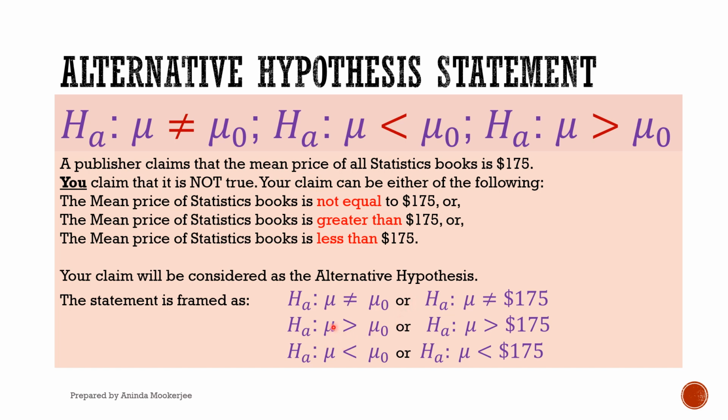So the way you write it out here is H sub A colon mu. Again, you have to use the population mean notation, the not equal sign, and then whatever the null hypothesis mean is, in this case $175. Or you can say greater than $175 or less than $175. Now it has to be one of the three. You cannot have multiple as the alternate hypothesis. It has to be one of the three.